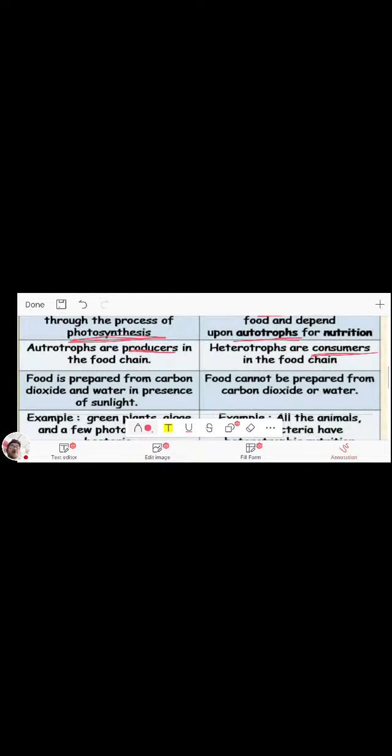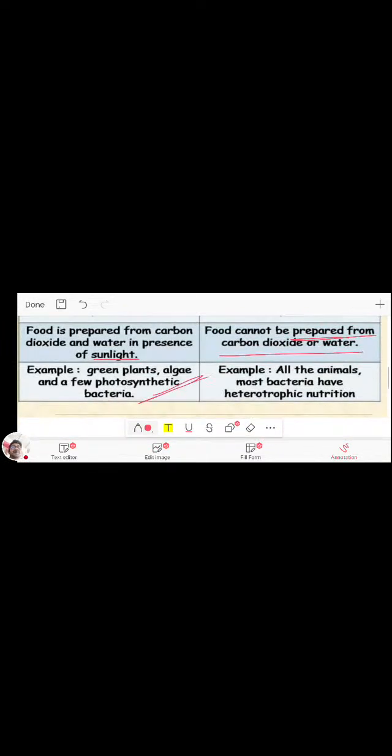In autotrophs, food is prepared from carbon dioxide and water in the presence of sunlight. In heterotrophs, food cannot be prepared from carbon dioxide and water. Examples of autotrophs are green plants, algae and photosynthetic bacteria. Examples of heterotrophs are all the animals and most of the bacteria.